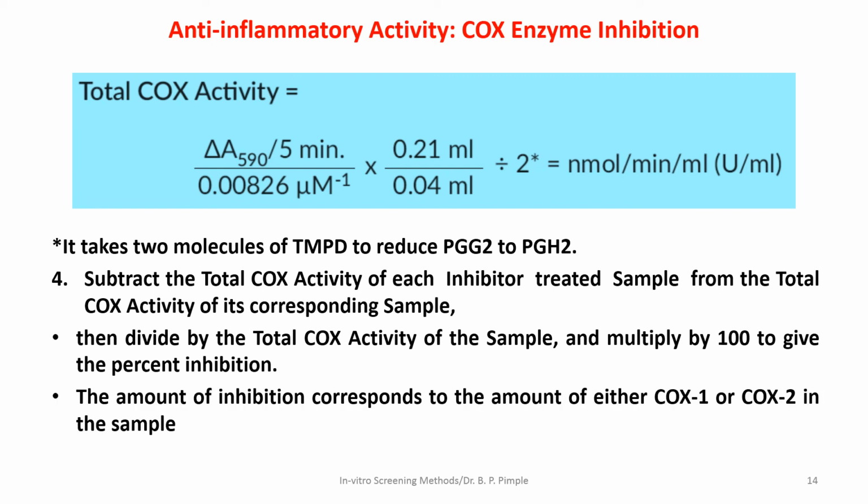This is how we need to perform the assay, and the amount of inhibition corresponds to the amount of either COX1 or COX2 in the sample, or you can say both, whichever enzyme you have used or whichever inhibitor you have used. Along with that, you have to compare. So this is how we perform the COX enzyme inhibition assay. Although it is a very lengthy process, definitely it is very sensitive and most commonly used.